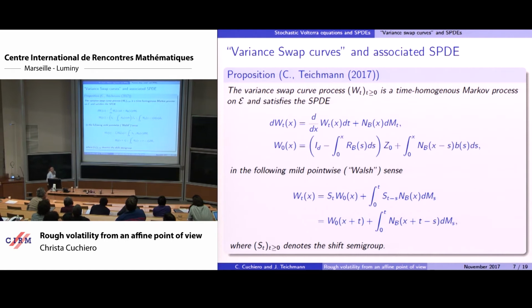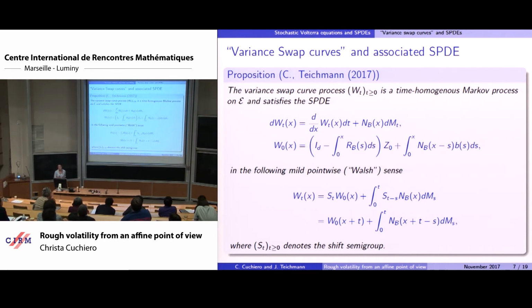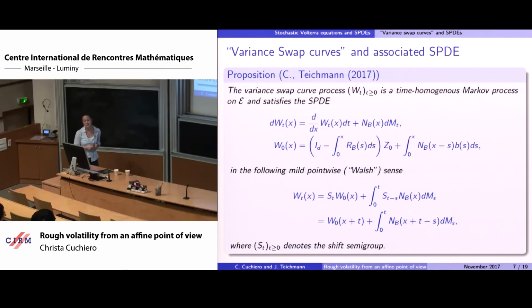Okay, so what we obtain as well is that our variance swap curve is a time homogeneous Markov process in this state space and satisfies this SPDE, in a very mild sense. So let me explain what is written here. We have here the derivative of this WT of X with respect to space. And here the volatility in front of our martingale is exactly this NB. So if B is equal to zero, then the kernel would appear. And our initial curves are exactly described by the elements that I had before in the state space.